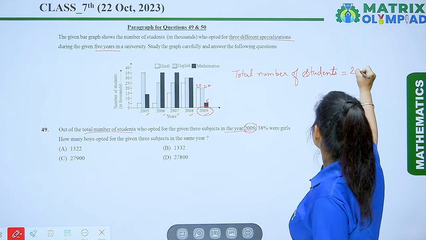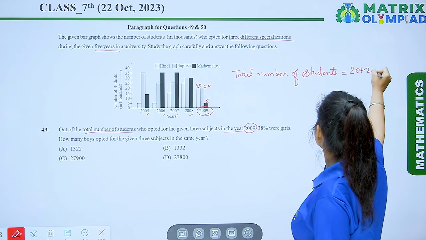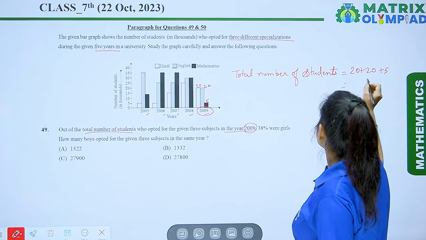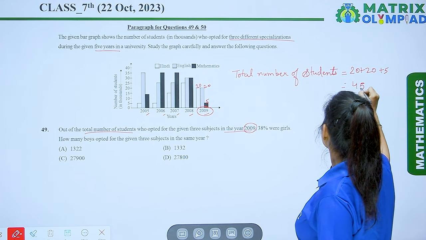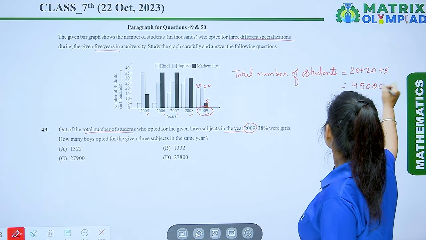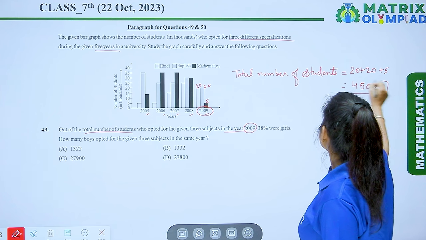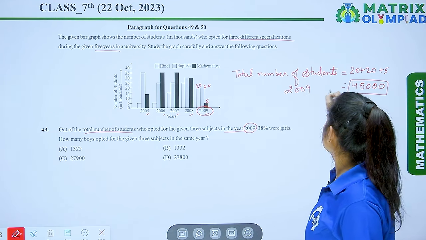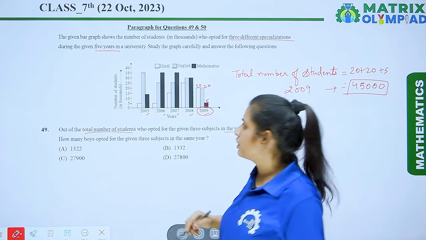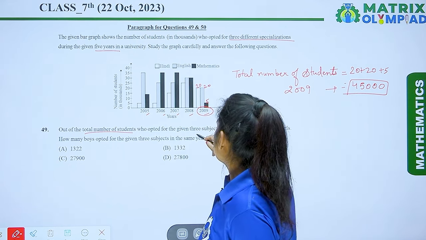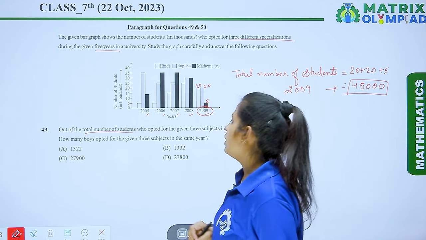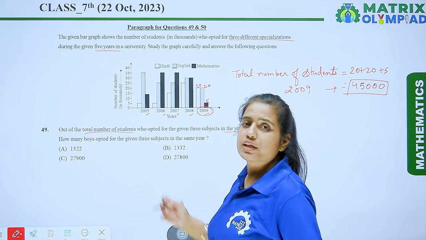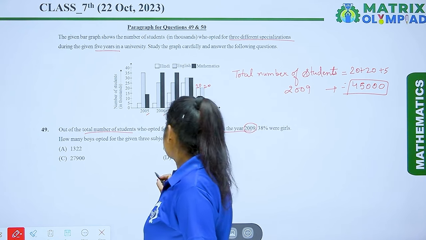In 2009 the total is 20,000 plus 20,000 plus 5,000, which means 45,000. So the total number of students in year 2009 is 45,000. Now we have to find out the total number of boys who opted these three subjects.